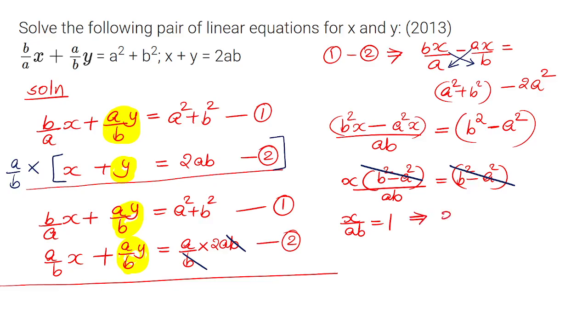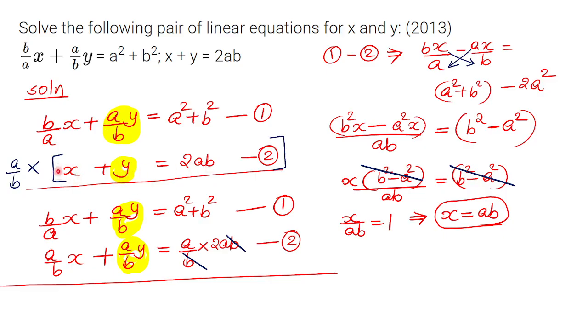Cross multiplication gives x equal to ab. Let me complete it. After that you can ask your doubt. I want y also. So I have an equation x plus y equal to 2ab, right?